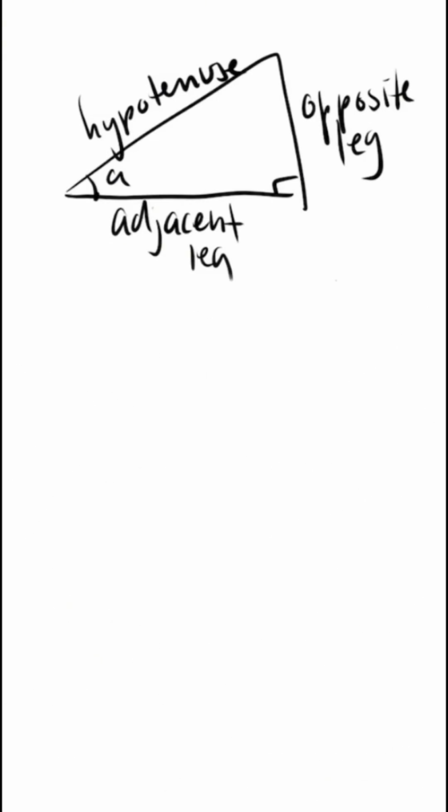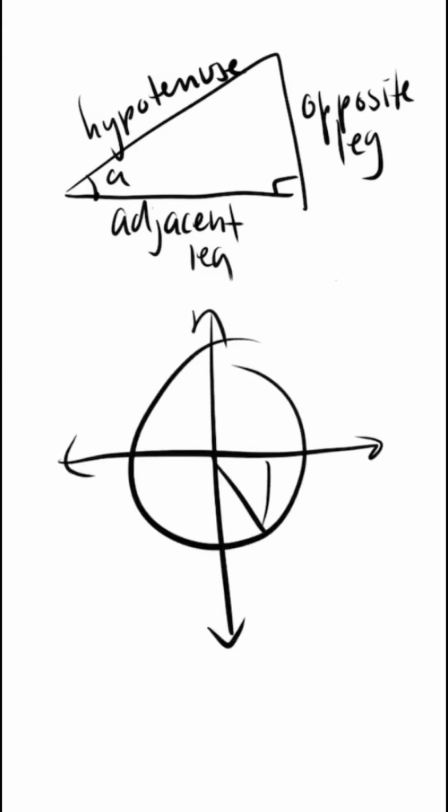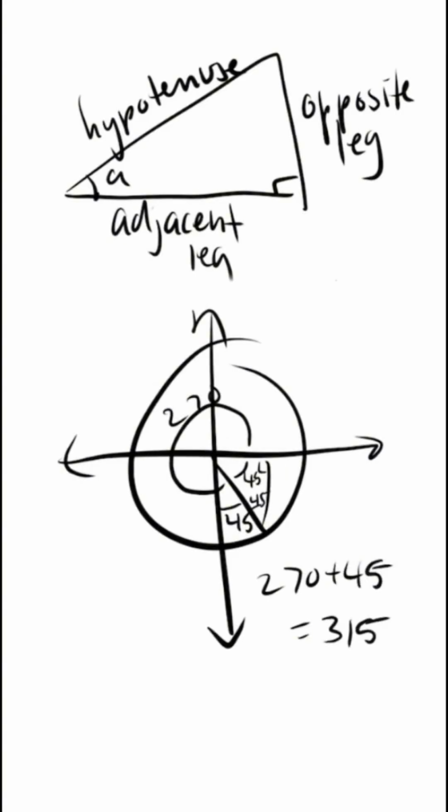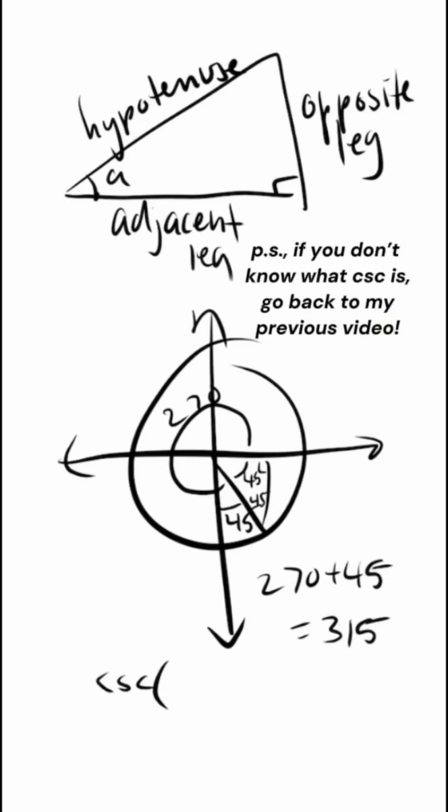Now let's try another example. If we have a 45, 45, 90 triangle in quadrant 4, for the angle, 3 of the quadrants sum up to 270 degrees, and then the last one has an extra 45 degrees, resulting in 315 degrees. However, it can also be just 360 minus 45.